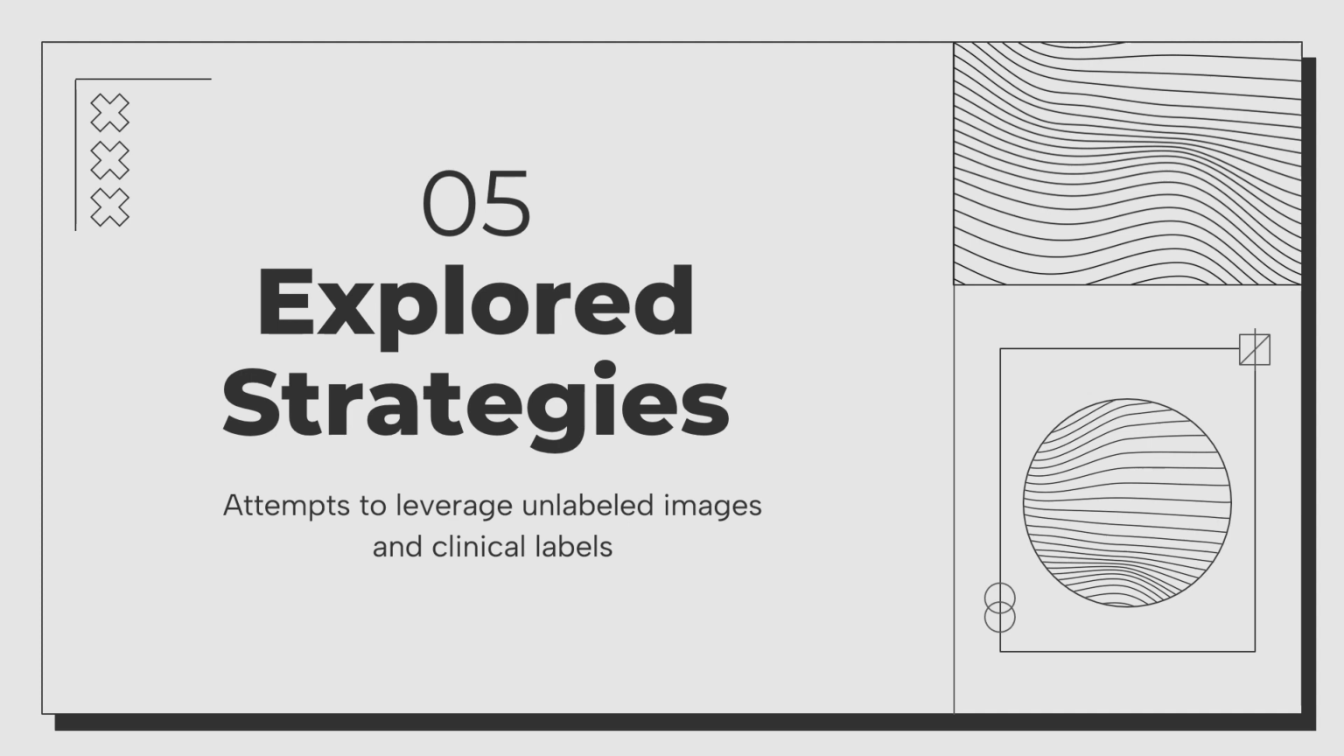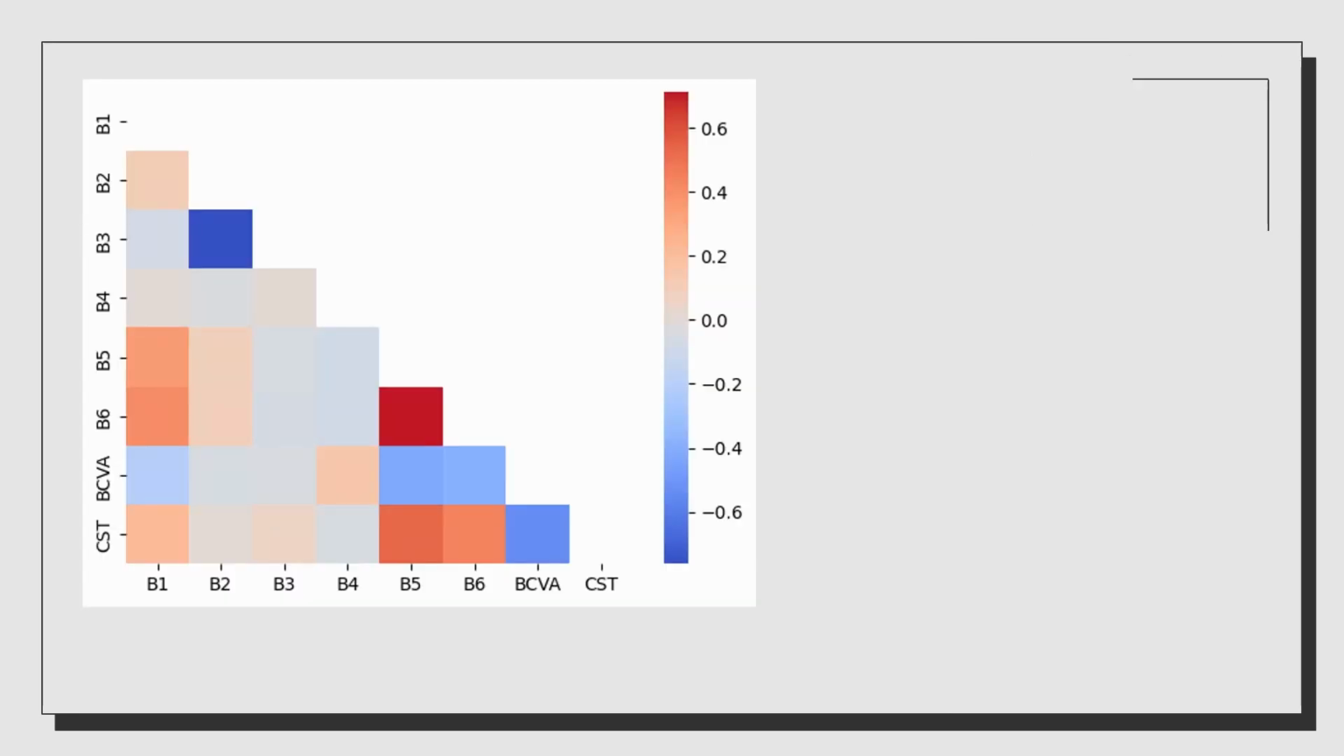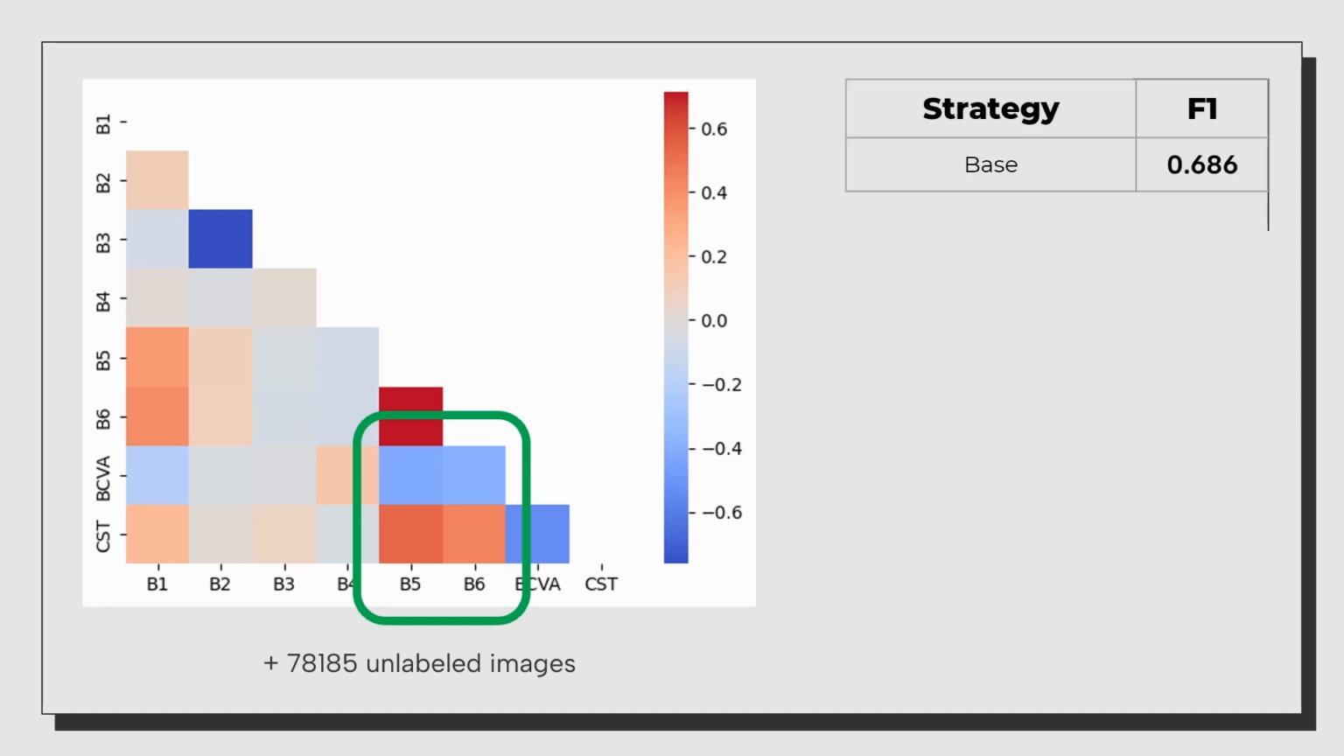I'm almost done. I want to take a minute and go over some things we tried, but that didn't quite work out. I'm going to keep this short, but we do go into more detail on this and error analysis in our report. As a reminder, we had two clinical labels beside the biomarkers. If you take a look at the correlation matrix, the labels do have some correlation with the biomarkers. We also had about 78,000 images without any biomarker labeling. So we thought of some ways to use them. Motivated by some literature, the first thing we tried was contrastive learning on CST. Unfortunately, that did not help, at least on the Inception model.